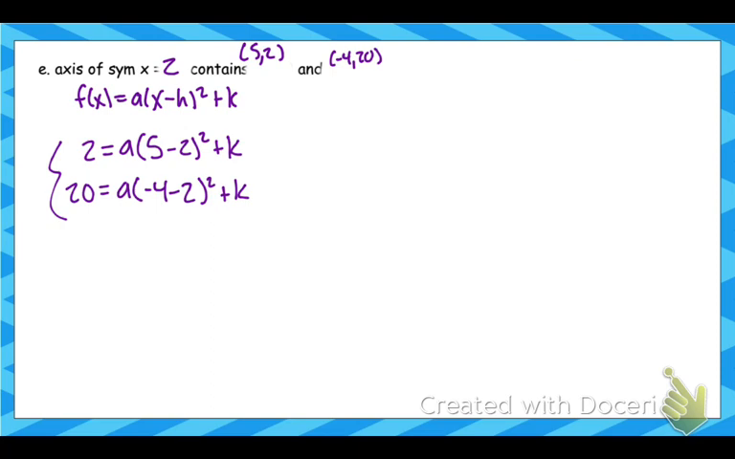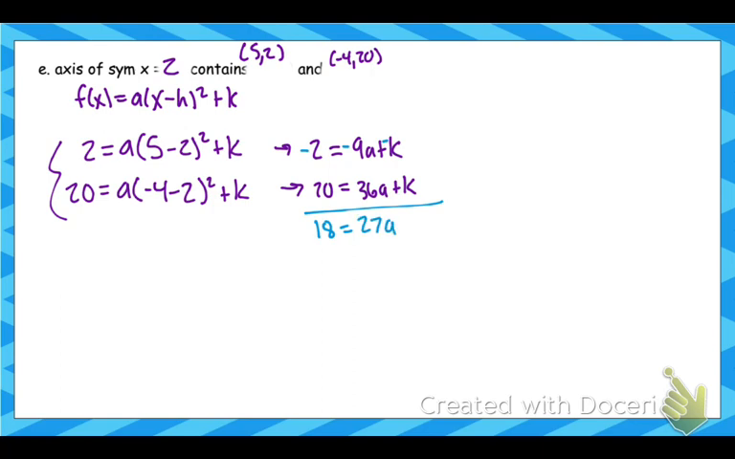Again, we can rewrite this and simplify it in order to be able to solve it. So we'll go ahead and do that. I'm going to rewrite this as 2 equals 9a plus k. This is going to be 20 equals, let's see, negative 4 minus 6, that's squared, that's 36a plus k. All right, so we can use elimination, substitution, whatever you want to do. I'll do elimination, and I'll just rewrite this as negative. So I get that 18 is equal to 27a. So a is equal to 2/3.